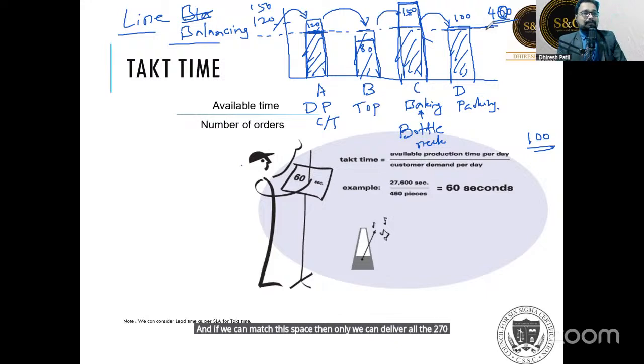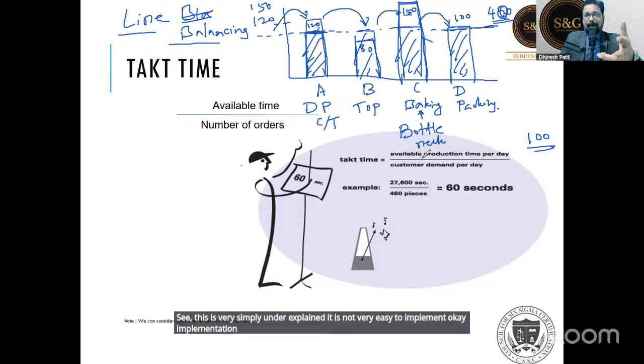the given time. And this is the importance of calculating takt time and balancing the line. Are you clear with this? Just give me yes in the chat box. Yes, समझ में आ गया ये? It's very, very important. Everybody is clear with this concept of takt time and line balancing? See, this is very simply explained. It is not very easy to implement. Implementation is a little complex, but first understand the concept. That is more important.